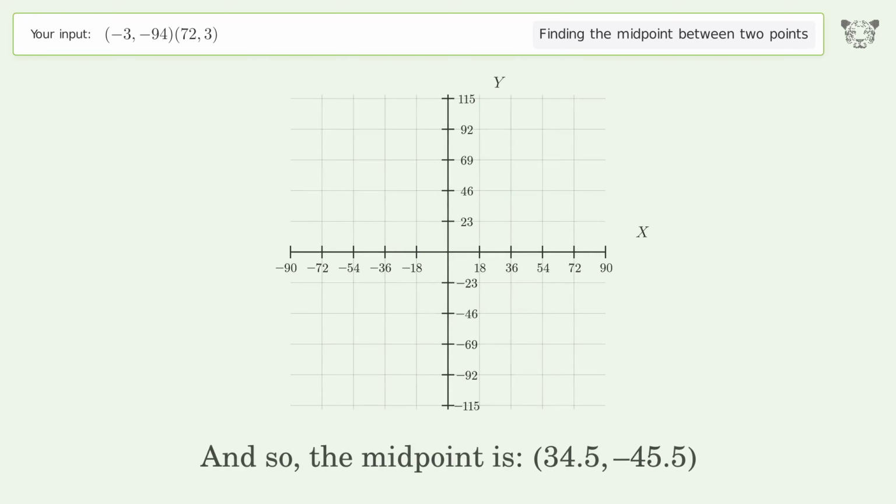And so, the midpoint is 34.5, negative 45.5.